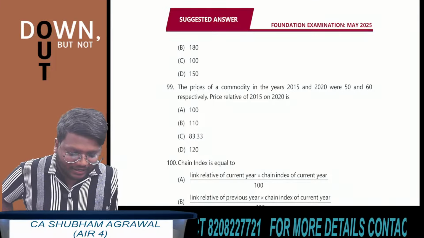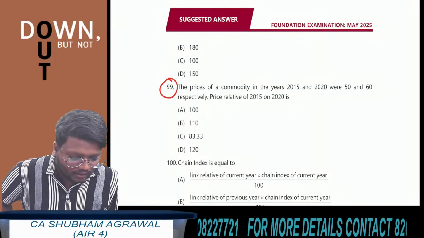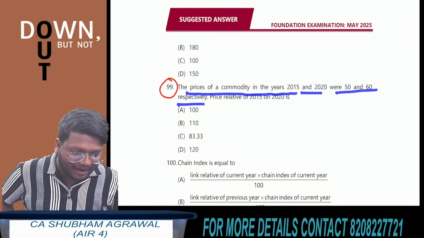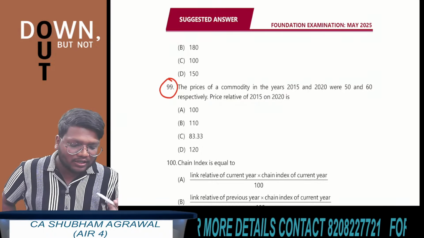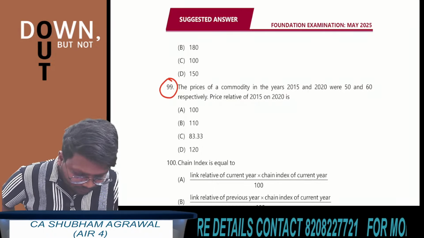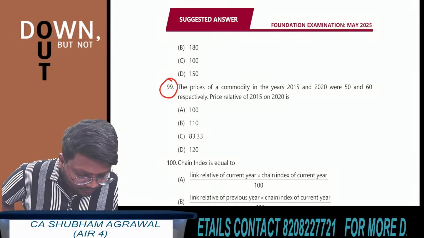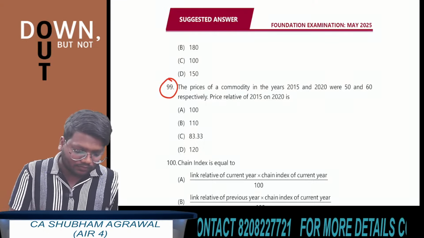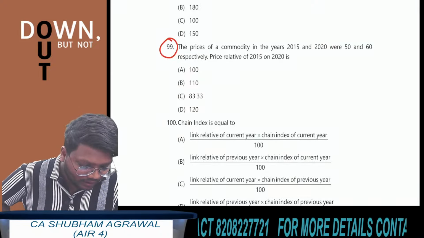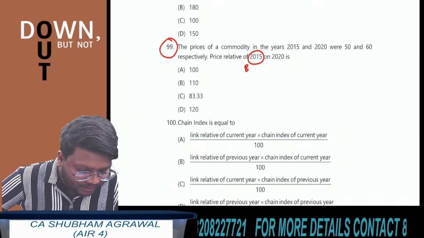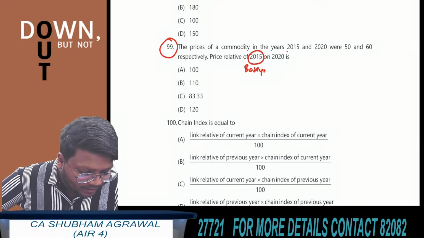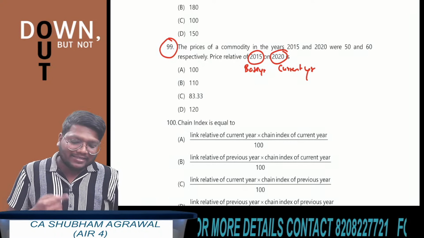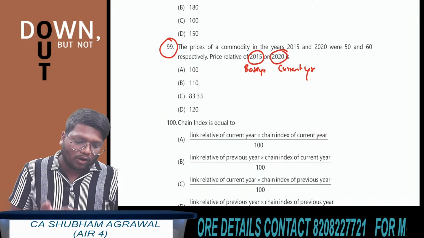Now see question number 99. The prices of a commodity in the year 2015 and 2020 were 50 and 60 respectively. Price relative of 2015 on 2020 is. See how to find price relative. If we have to find price relative of 2015 on 2020, how to write this? Here this 2015 we have to consider as the base year, and this 2020 we have to consider as the current year.